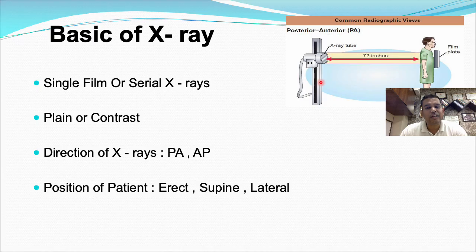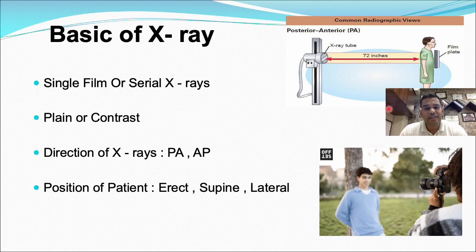So this is a typical way in which you take an X-ray. This is the X-ray machine. The patient is standing at some distance from the X-ray machine and then the plate. When the X-rays go through the patient, they form an image over this film, and this image is developed, and then you receive an X-ray film.